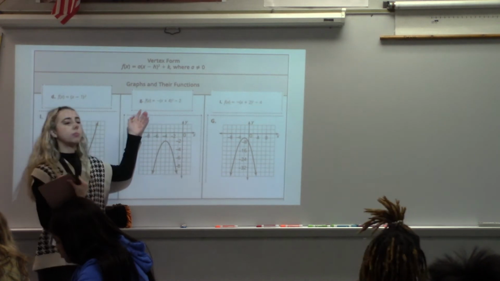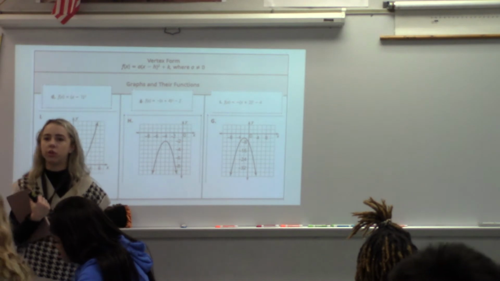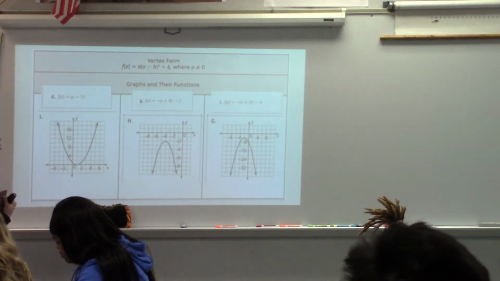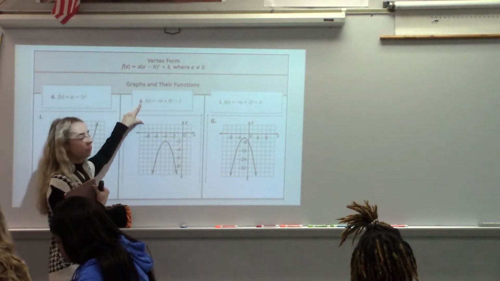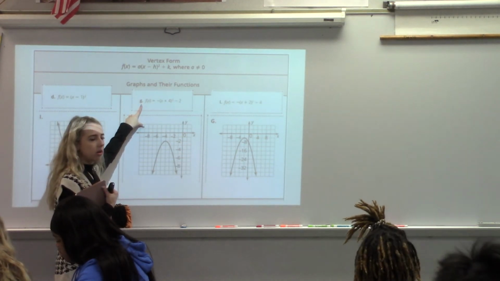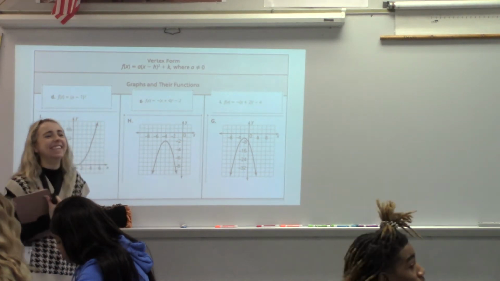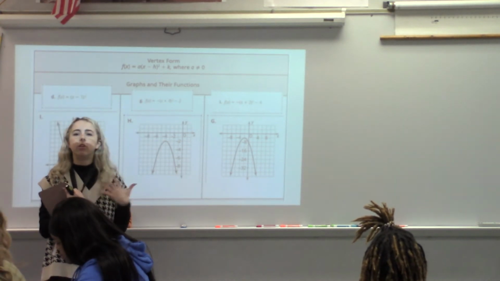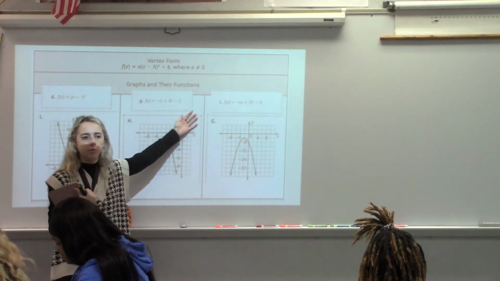Something I do want to point out is remember how we talked about the negative in front of the parentheses? It's like multiplying by a -1, so it's still going to be concave down. And then, what would the vertex of this equation be? -4 and -2. How do you know that? Because when they're in the parentheses, they flip. Does everybody understand why the vertex of this is -4 and -2?